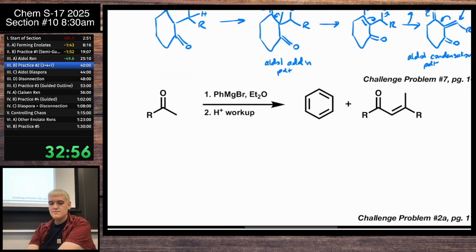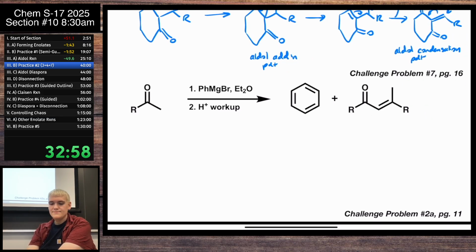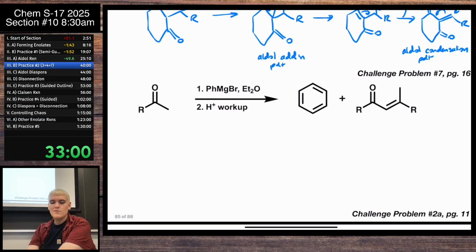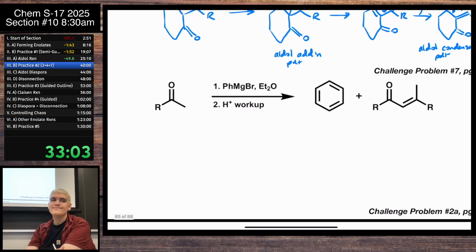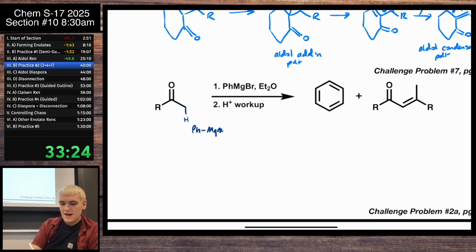Now, challenge problem 2A. First up, we have a Grignard. The Grignard could attack the carbonyl. What else could it do? She's a base. So what we are going to have is our Grignard, PhMgBr, going to grab a hydrogen and make an enolate.